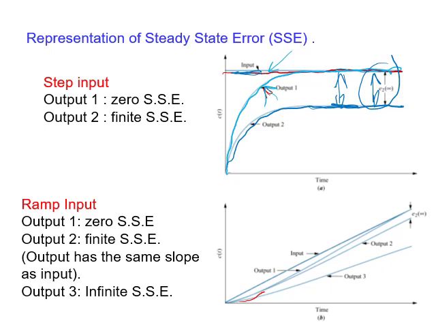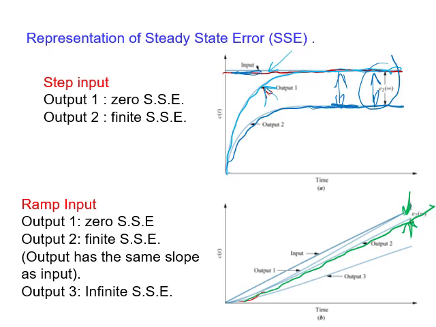To understand it better, let us go to output number 2. In output number 2, the response is increasing, and when it reaches the steady state, there is a difference between the input and the output. The difference between the input and the output is known as the steady state error.